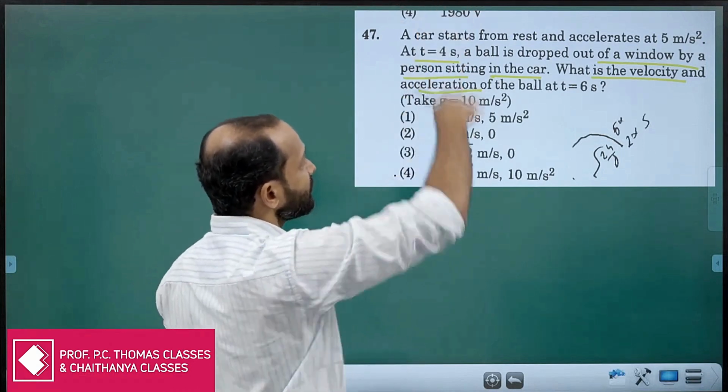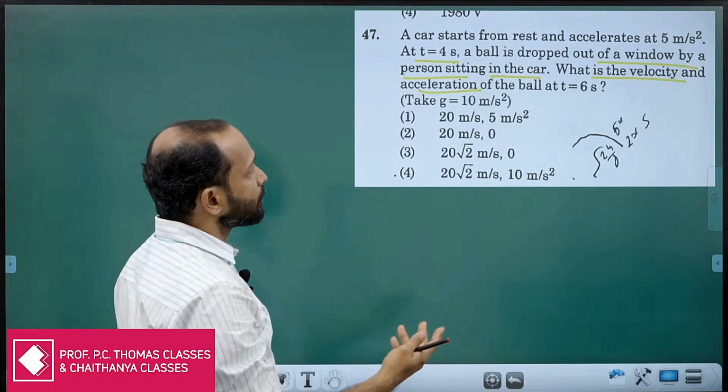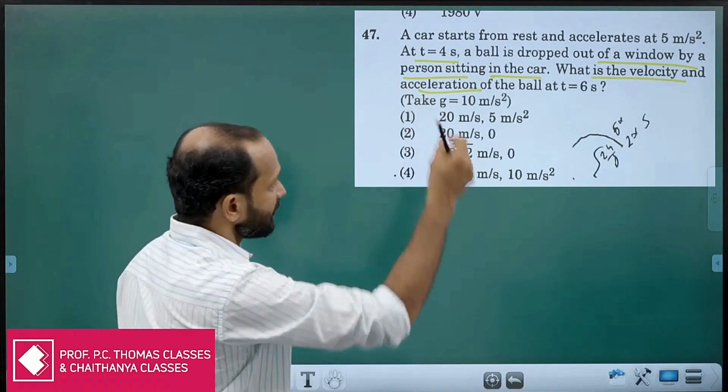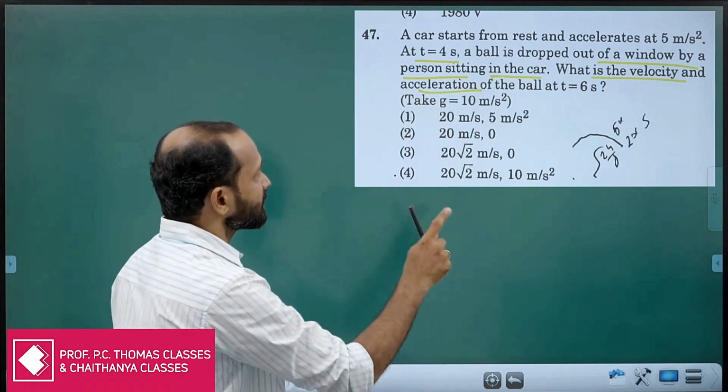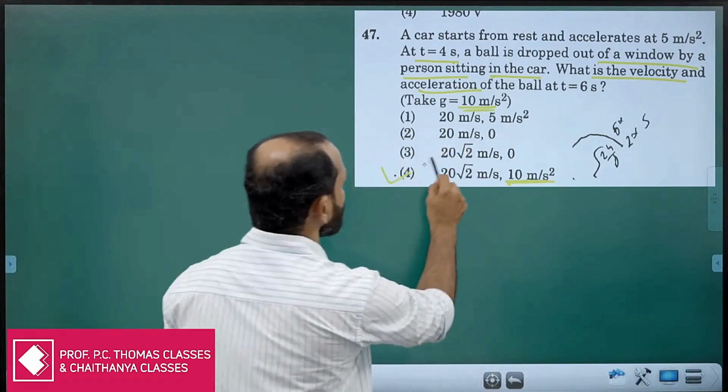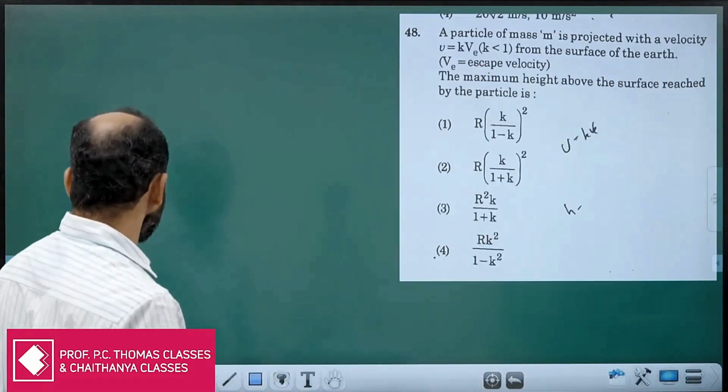As the height of the train is not given, we cannot predict whether it would meet the ground or not. We neglect that. So it is in air, and it has only one acceleration, due to gravity, and that is given as 10. So there is only one option, no need of the other calculation: the fourth option.